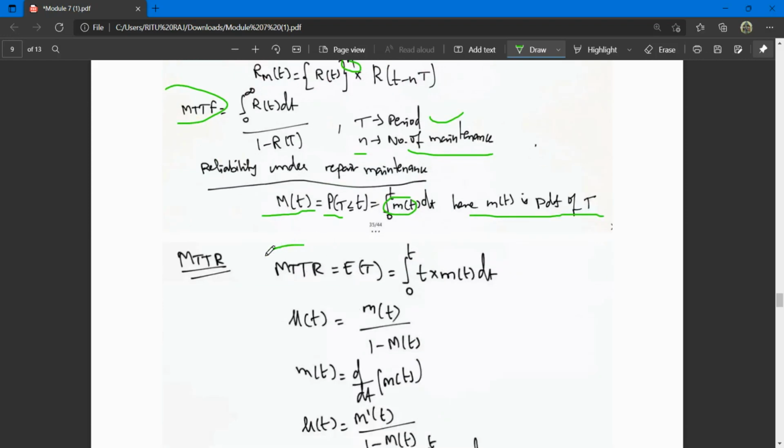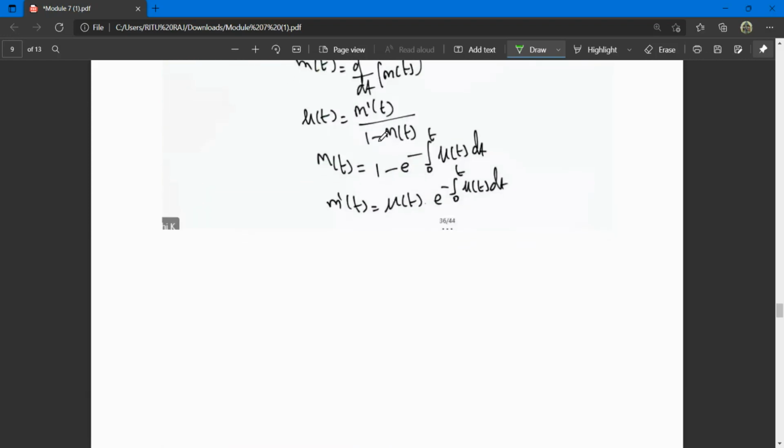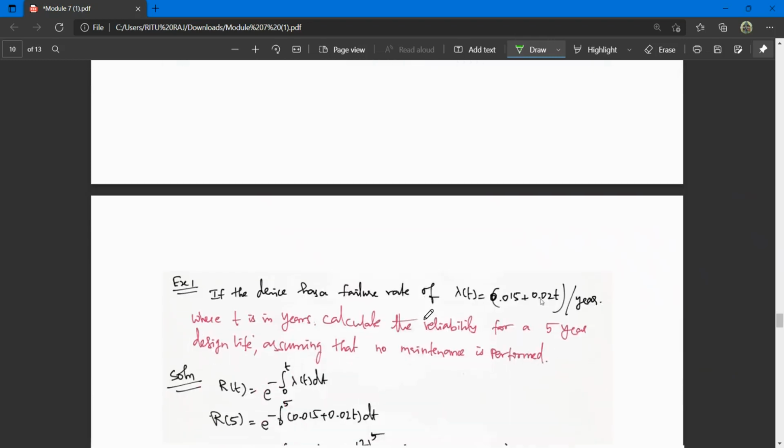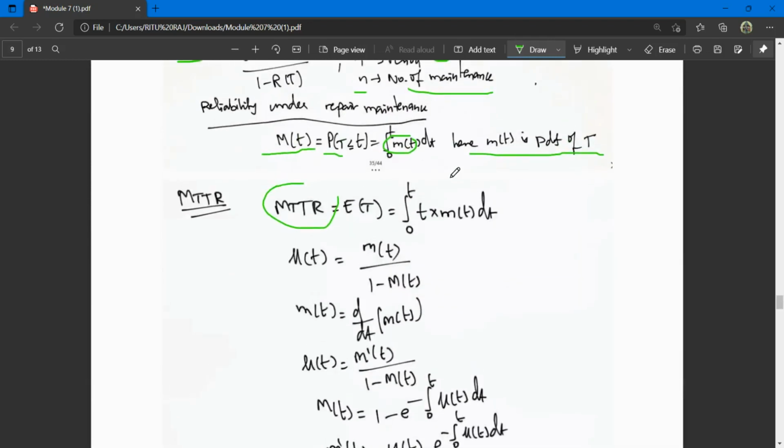So MTTR would come as this, this is the derivation. You need not see the derivation. This would be the final answer. Just remember this operation. In the next class we would start with solving questions on MTTR.